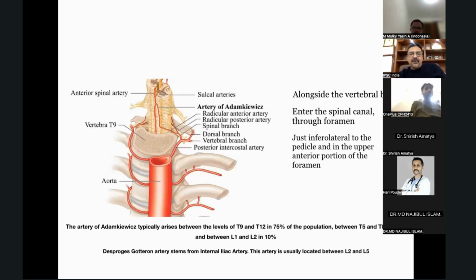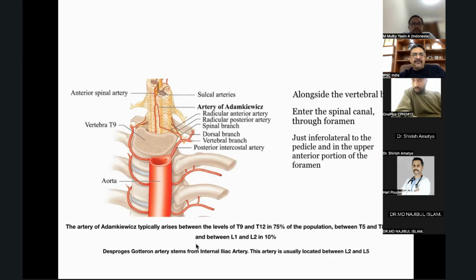The artery of Adamkiewicz, we all know about this artery, which is a reinforcement branch that mainly comes from the T9 to T12 region. That is the entry of this artery, which is the major supply of the anterior spinal artery, and it basically supplies a major segment of the spinal cord. Fortunately, it is more commonly in the upper part, in the thoracic region. Very rarely we see it in the lumbar region. Maybe in just 5 to 10% of cases, we can see this in the L1, L2 region.